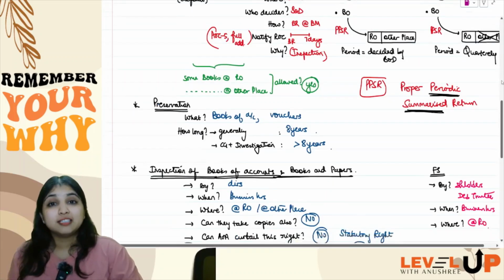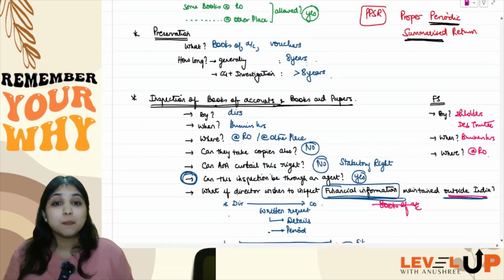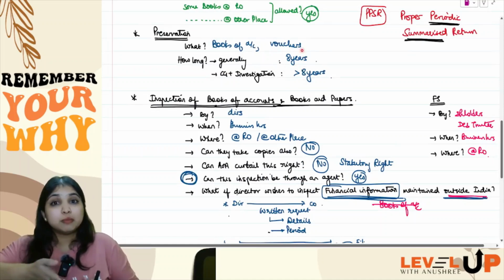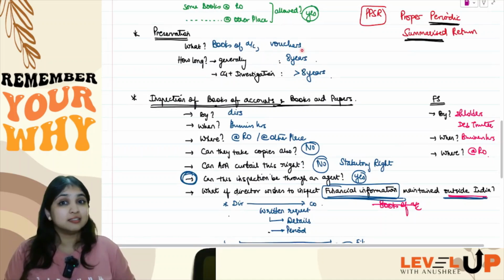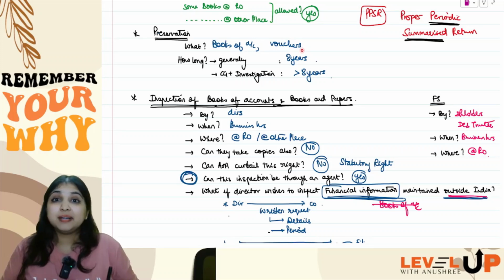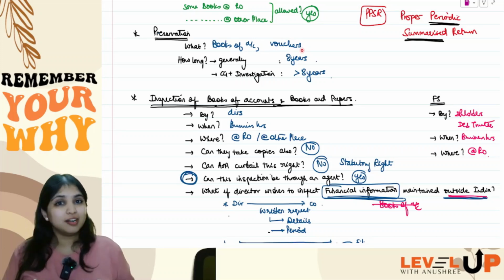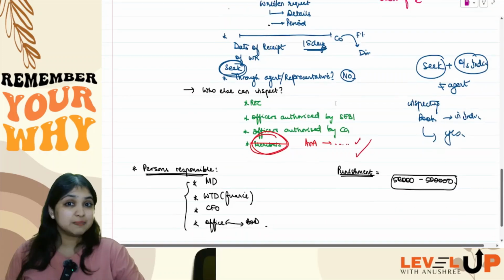Okay, then we learned that the books of accounts have to be preserved for how many years, guys? 8 years we have to preserve. Like current year, we will have to keep the books of accounts of the last 8 years. Okay, but if central government has ordered an investigation, then we'll have to keep the books of accounts for a longer period. Then we learned about inspection.